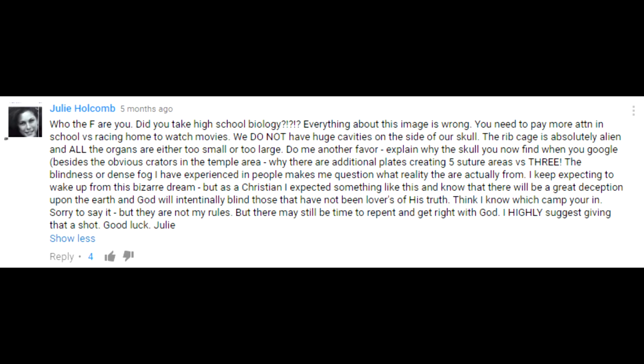The blindness or dense fog I have experienced in people makes me question what reality they are actually from. I keep expecting to wake up from this bizarre dream, but as a Christian, I expected something like this. And know that there will be a great deception upon the earth, and God will intentionally blind those that have not been lovers of his truth.